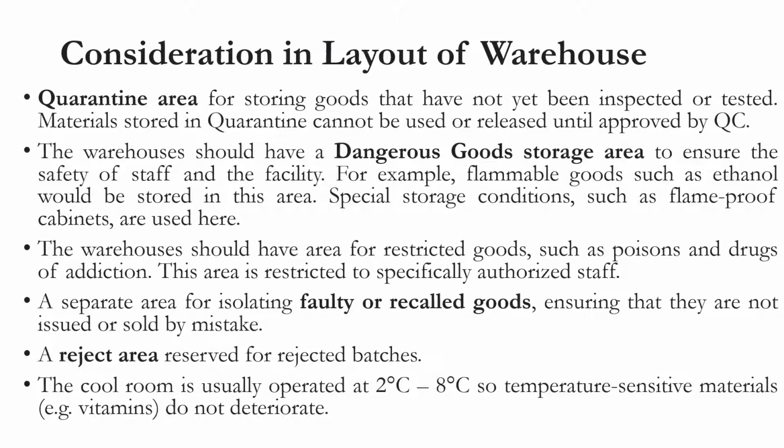A warehouse should have an area for restricted goods like poisons, drugs of addiction, etc. It should be restricted from general staff; only specifically authorized staff should enter that area. Another area should be an isolated area. A separate area should be provided for faulty and recalled goods, to ensure that they are not sold by mistake or issued into the market. Another area, the reject area, should be reserved for rejected or expired batches. So we have to go for this.